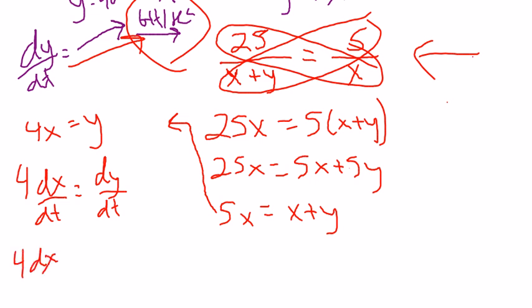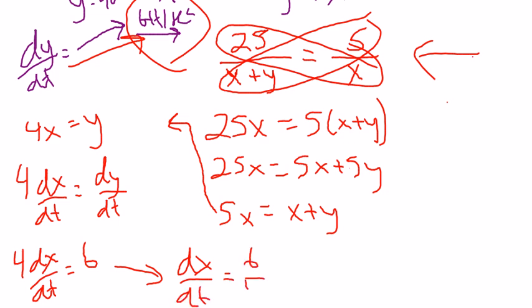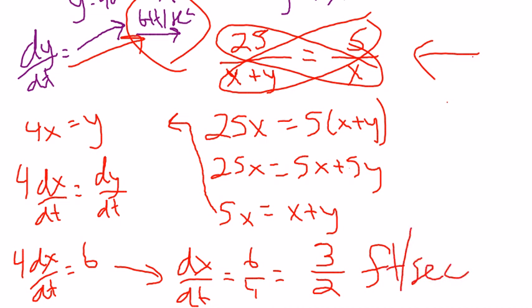4 dx dt equals 6, which I solve. I divide by 4 and get dx dt equals 6 over 4, which I can simplify to 3 over 2. And I should give my units, it's feet per second. I can always figure out my units. I've got x, which is distance, over time, so it's feet over time. And that's your answer.